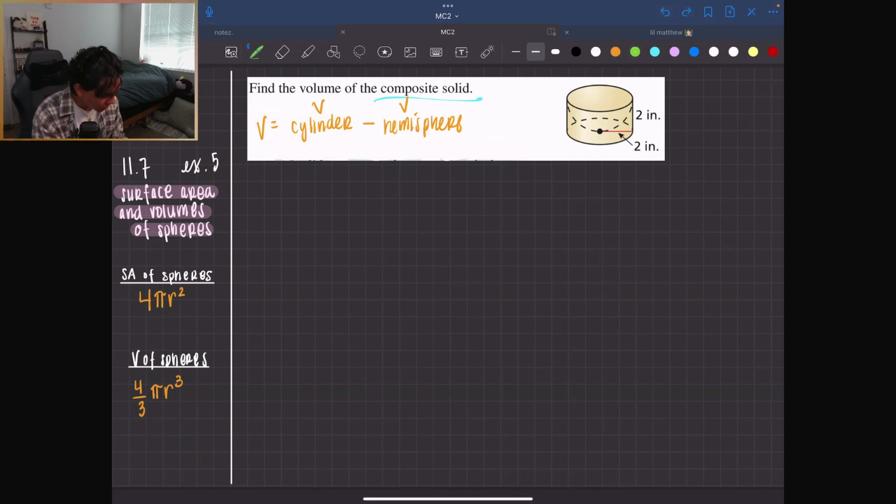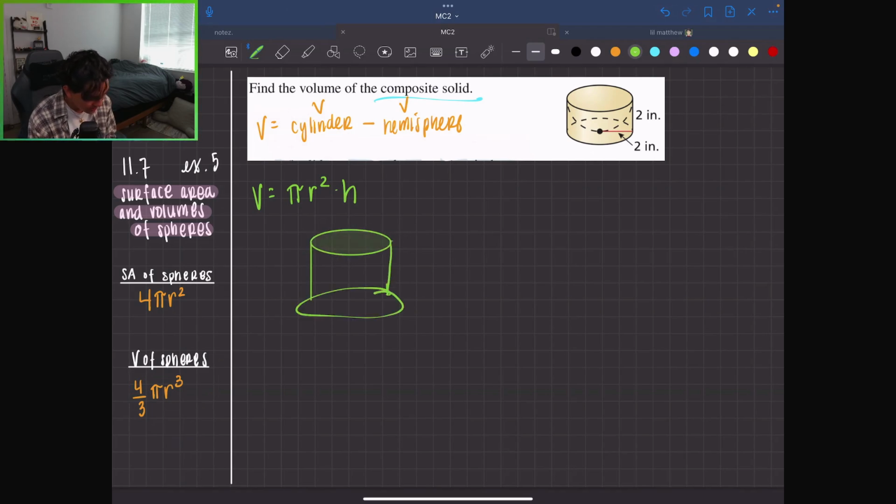Let's find the volume of this cylinder first. To find the volume of a cylinder, do you remember the formula? It's pi r squared times h. So the area of a circle times the height. Whatever, you get what I mean. The area of a circle multiplied by the height.